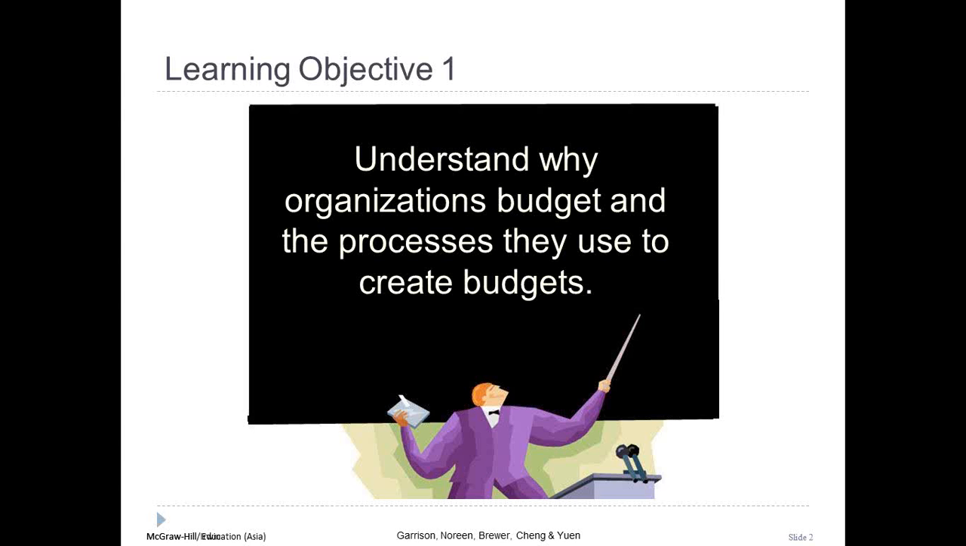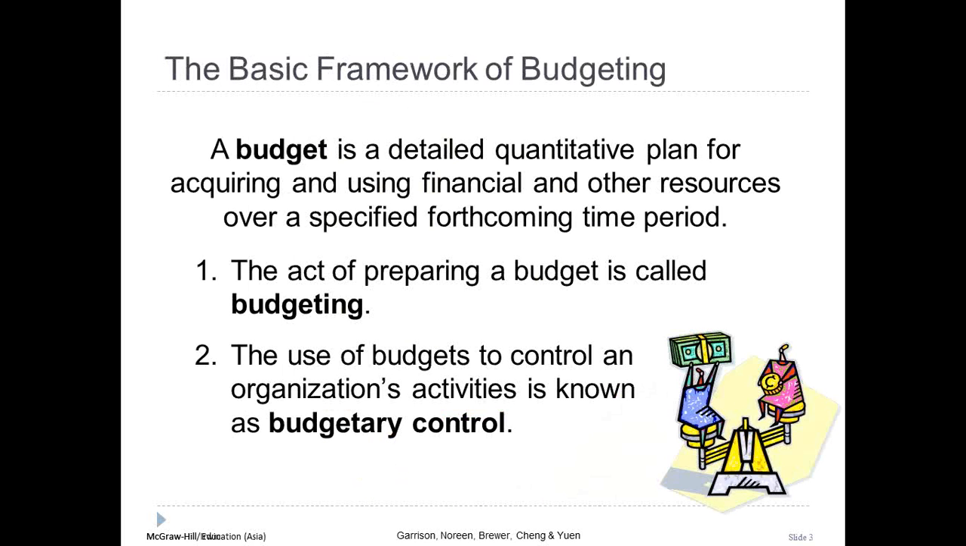Why organizations budget and the processes they use to create budgets. A budget is a detailed quantitative plan for acquiring and using financial and other resources over a specified forthcoming time period. The act of preparing a budget is called budgeting. The use of budgets to control an organization's activities is known as budgetary control.